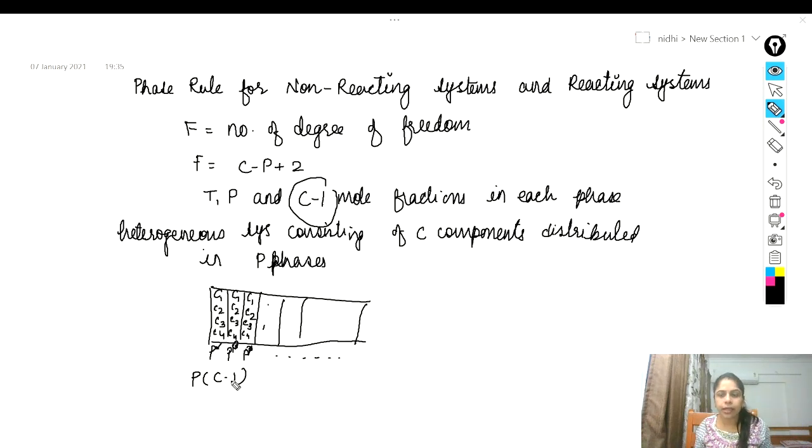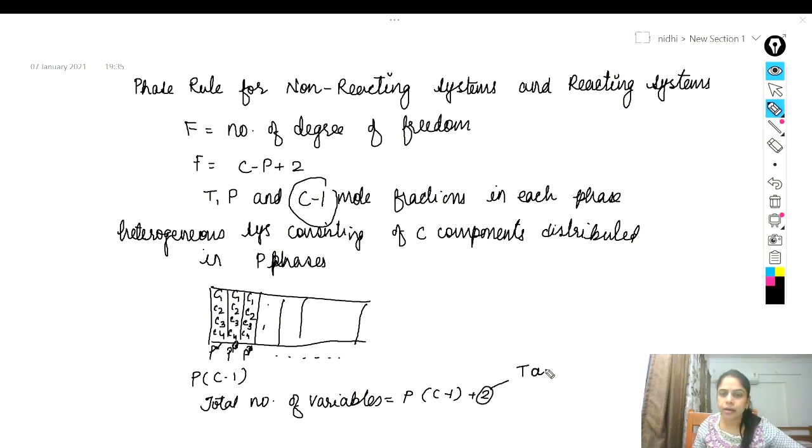And the temperature and pressure also have to be specified in this case. So the total number of variables is P times C minus 1 plus 2. So this 2 is temperature and pressure, which are also specified for the system. Temperature and pressure are intensive variables, and they are the same for all the phases, and P times (C minus 1) compositions have to be specified.